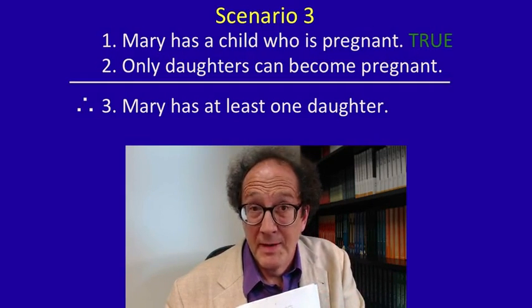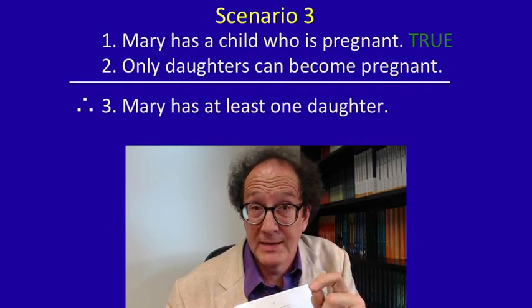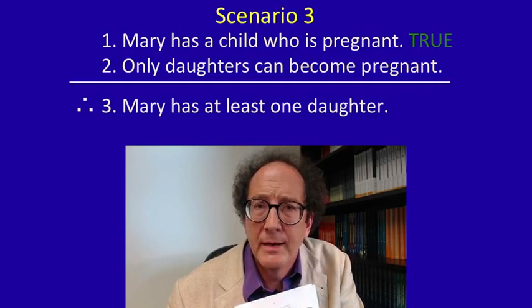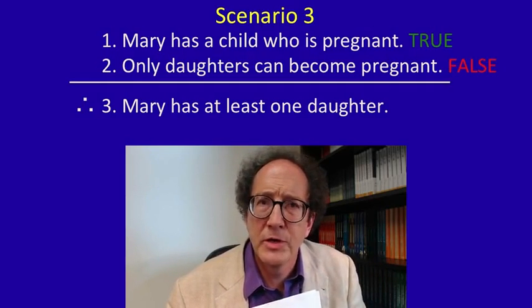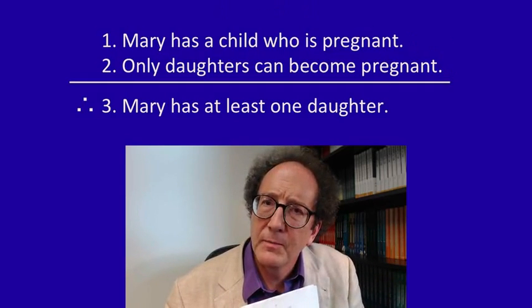Well, what about the first premise? The first premise is going to be true. She does have a child who is pregnant, but what about the second premise? Only daughters can be pregnant. Wait a minute. If that really is a son, if we're going to call that a son, then it's no longer true that only daughters can be pregnant. So now the second premise is false.